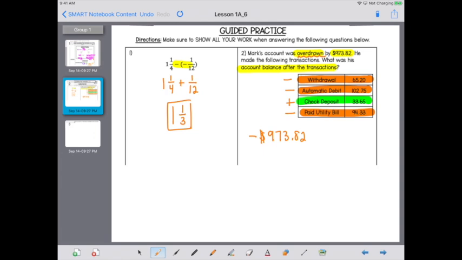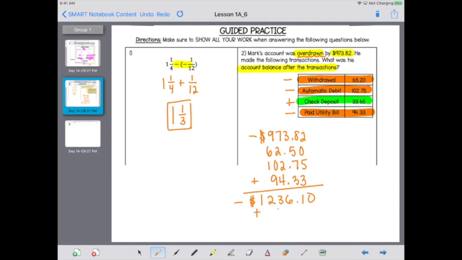So we want to take 973.82, 62.50, 102.75, and then I'm going to take 94.33. I'm going to add these all up. So the answer we get is $1,236.10. And that is a negative value because we're all adding up all of the negative values together.